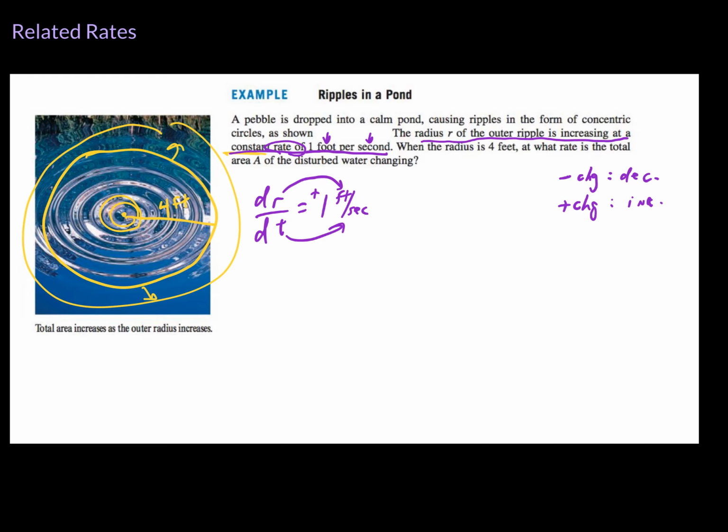Okay. What else do we know here? So what are we asked to find? Let's see what they're asking us to find. It says when the radius is 4 feet, so at some moment in time, what is the rate?